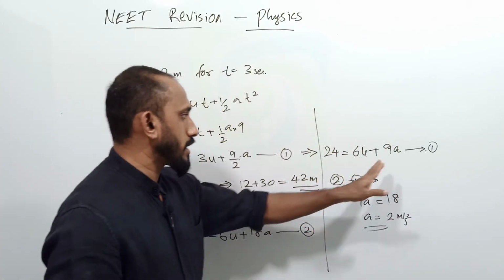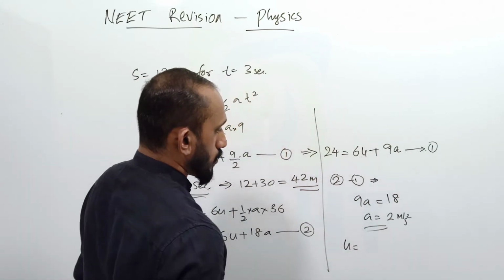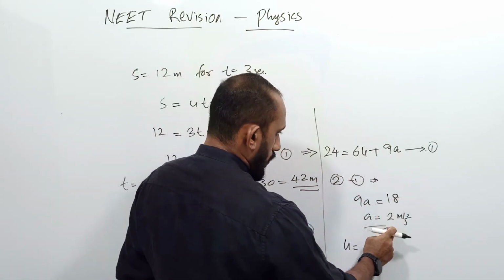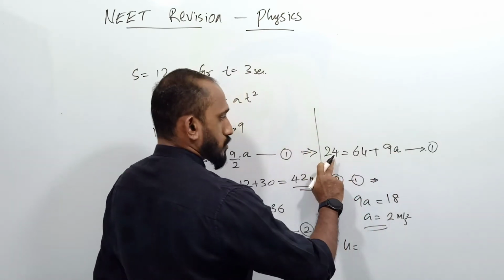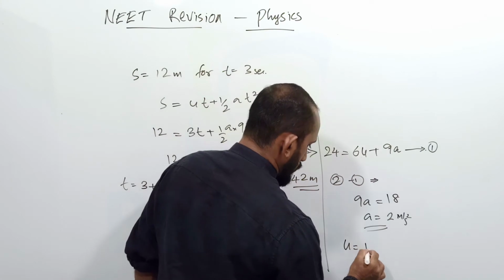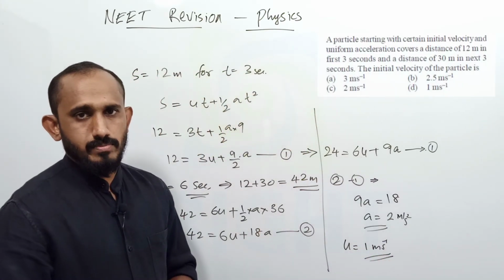This a you substitute here, you will get u, the initial velocity. So a is 2, you got it. So 6u is equal to 24 minus 18, that is 6. So u is equal to 1 meter per second. D is the option for this.